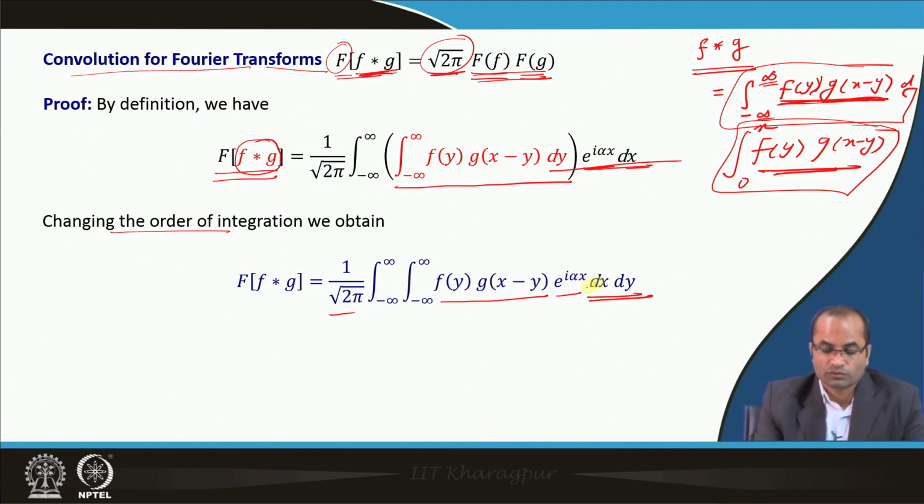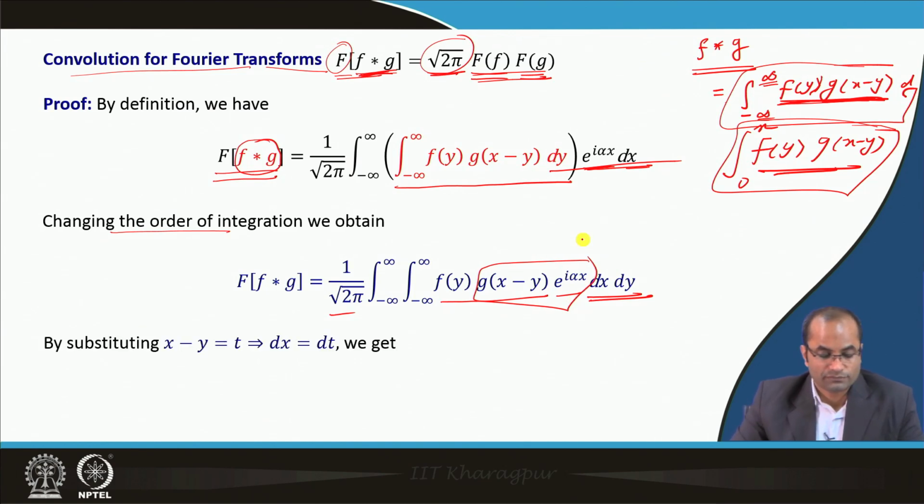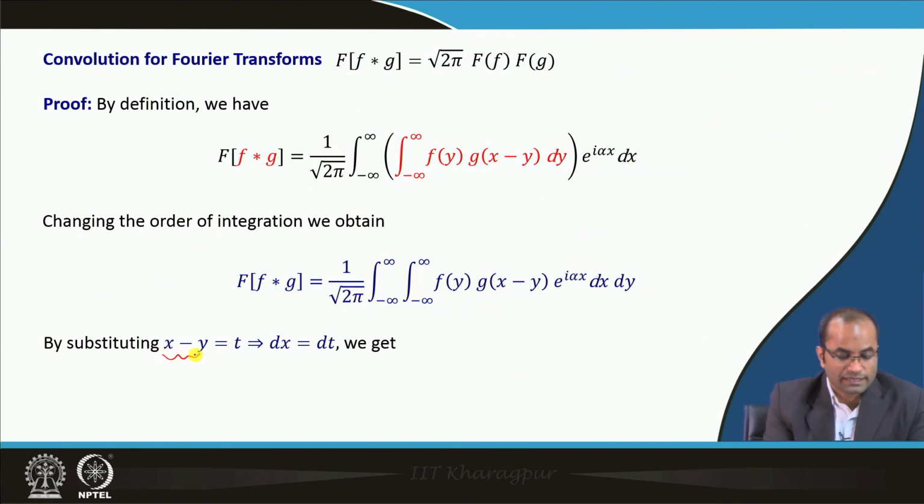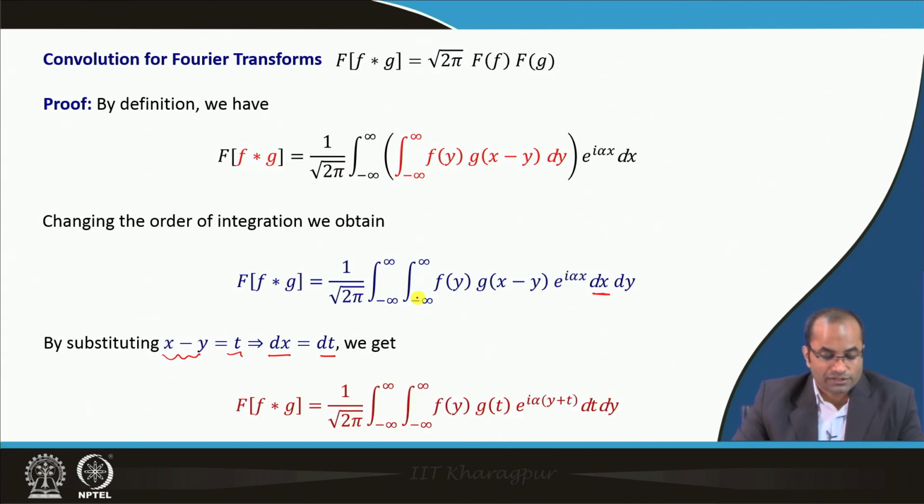Now we can segregate. The inner integral is over x. Before that, we substitute x minus y equal to t, so that dx becomes dt for the inner integral. The limits, minus infinity to plus infinity, will not change. So, we have f(y) and g(t) e power i alpha, where x is replaced with y plus t, and then dt and dy.